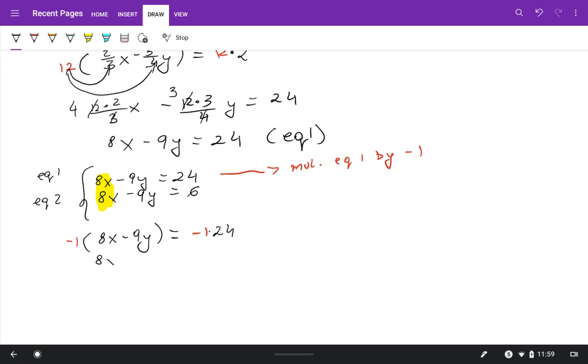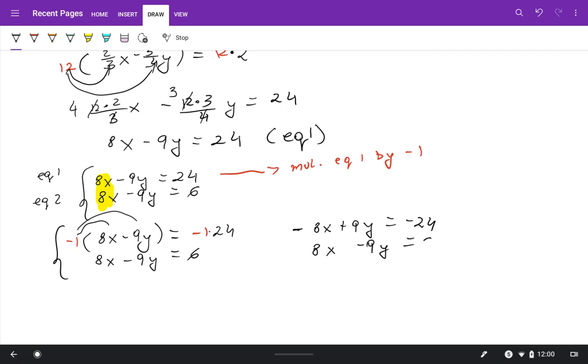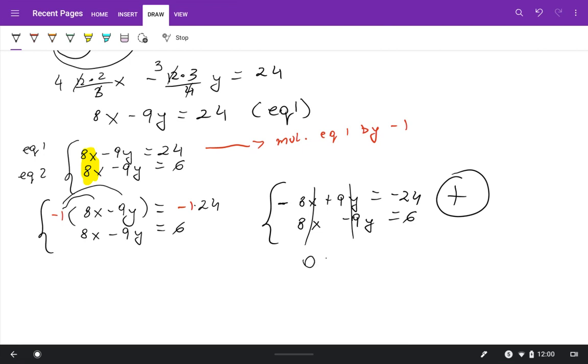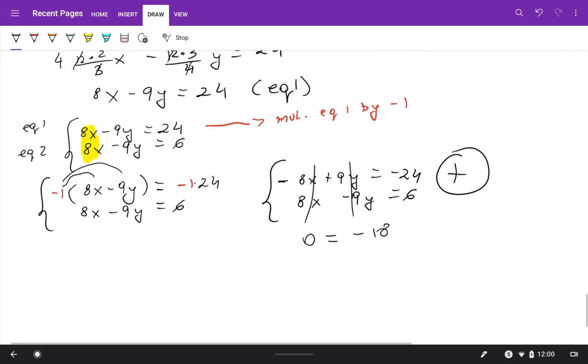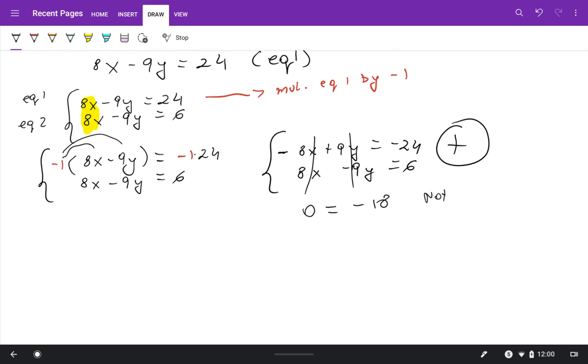And equation 2, just leave it with no changes. So after when you distribute negative 1, we end up with negative 8x plus 9y equal negative 24, and 8x minus 9y equals 6. Now we're going to add those equations together and look what happened. This is 0 and this is 0. So we end up with 0 equal negative 24 plus 6, which is equal to negative 18. So since this is not true, this is false, okay?